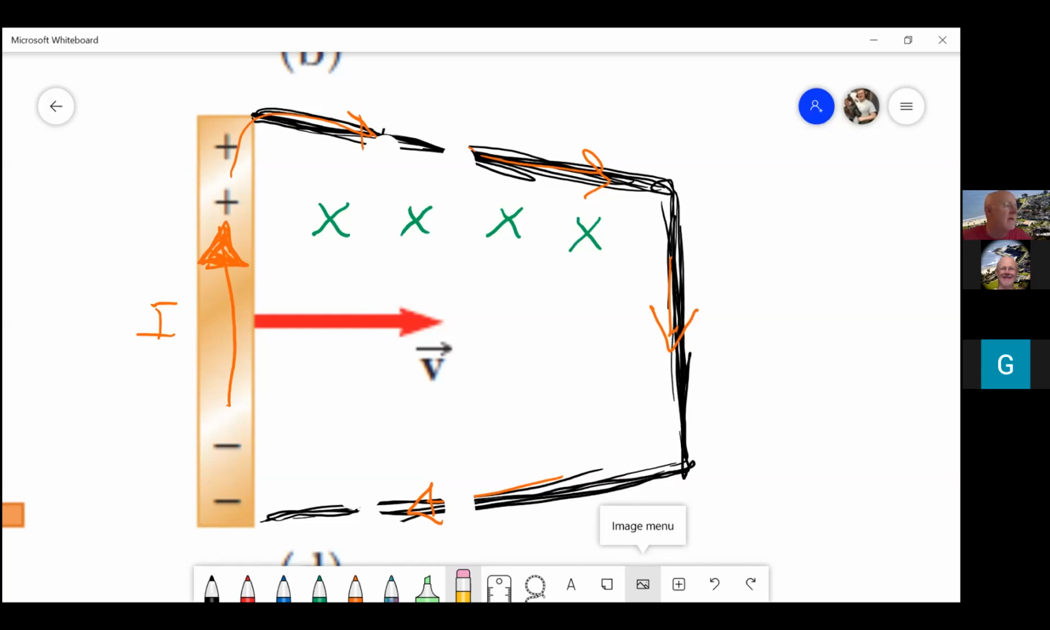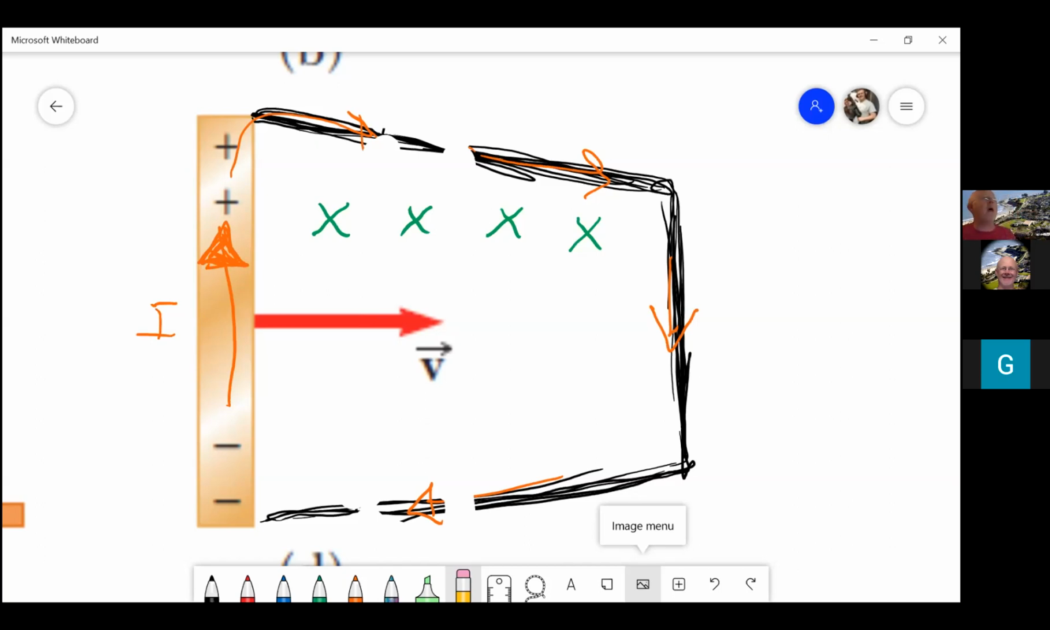And this one says the magnetic field must be into the paper. Yay. Okay. Got lucky. Got them all right. All right, good. So let me switch back here to the Zoom and see if you guys have a question.